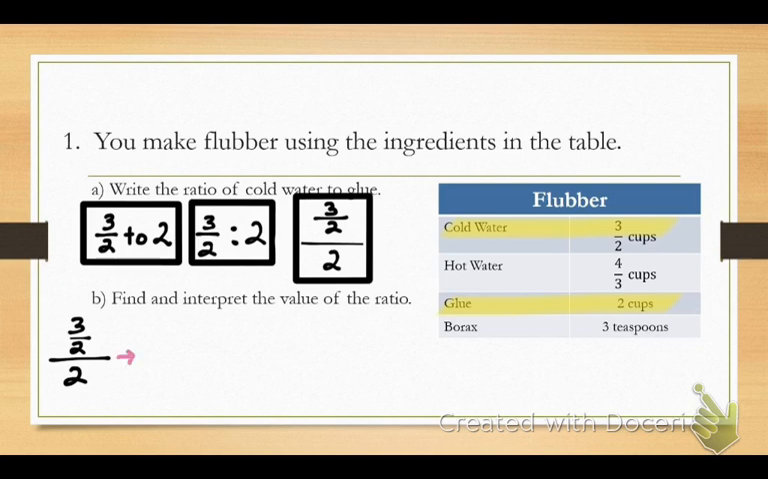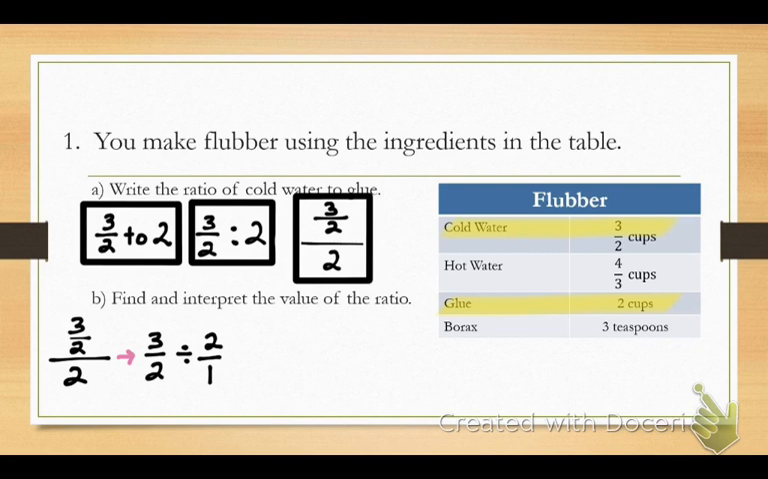We've talked about this before, and here's just another way to write that. 3 halves divided by 2. Now, if I wanted to turn that 2 into a fraction, what would it be? 2 over 1. Am I allowed to divide fractions? No.